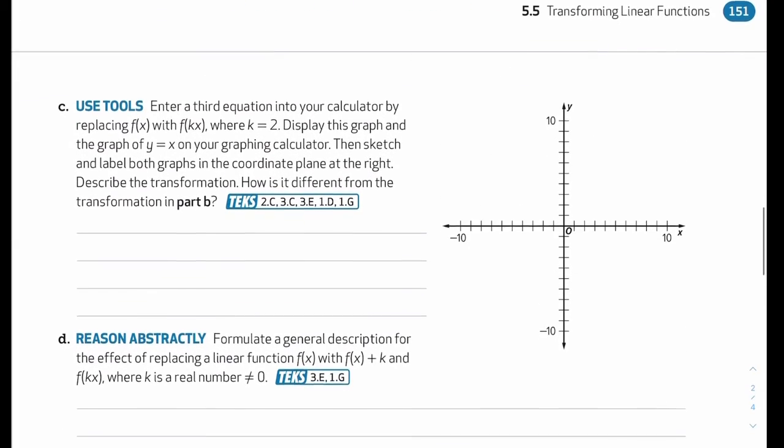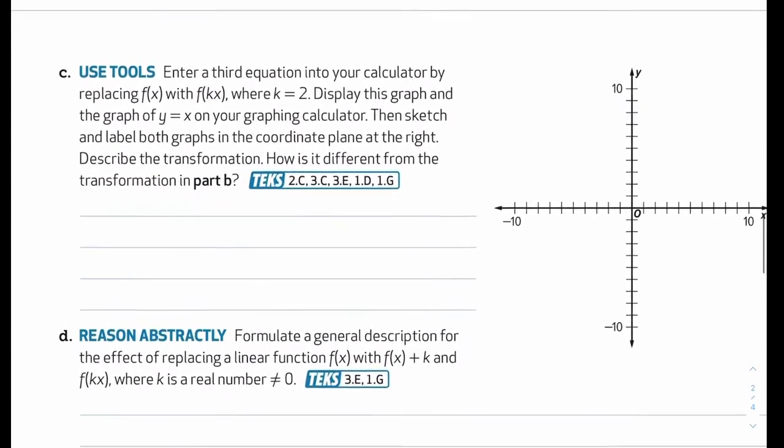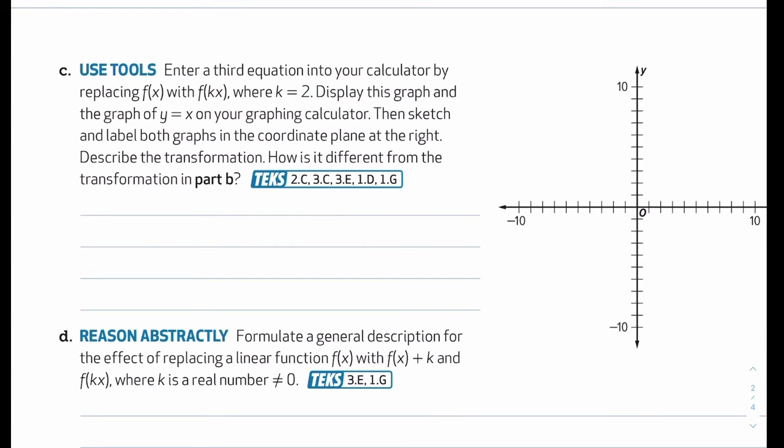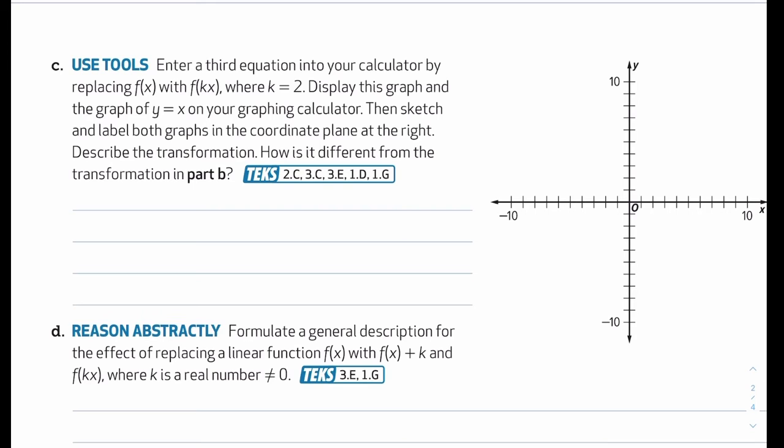Okay, let's do this one using Desmos again. Enter a third equation into the calculator, where f of x is f of kx, where k is equal to 2. So let's just write that down. f of kx, but k is equal to the number 2. Display this graph. So in Desmos, we are going to write f of 2x.